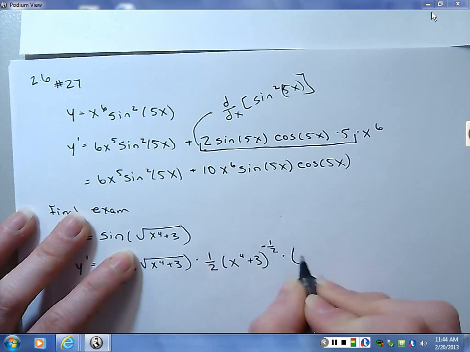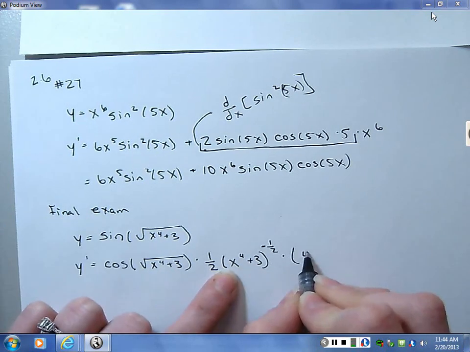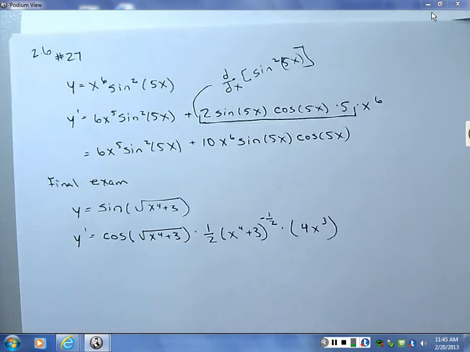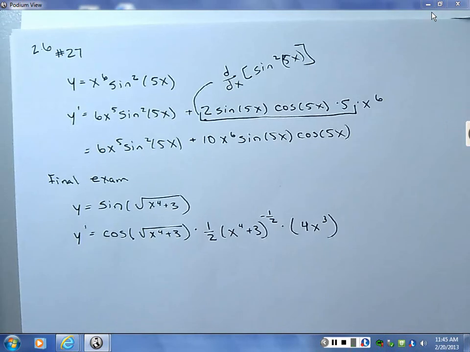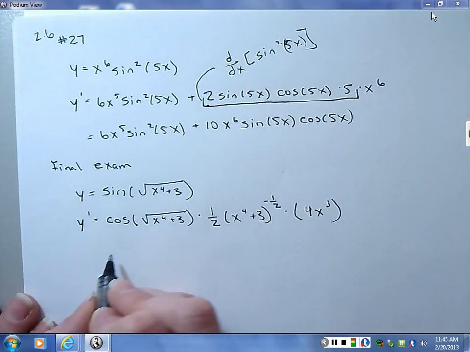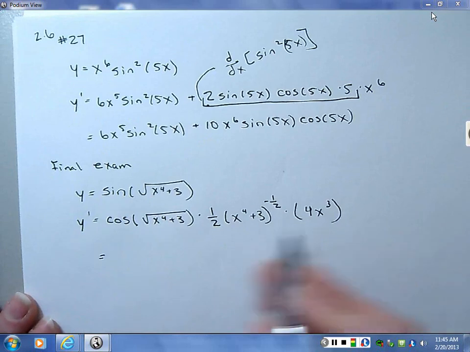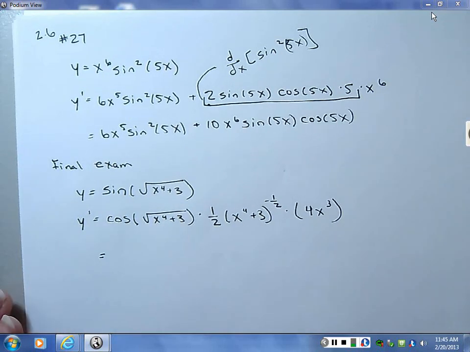And then what's the derivative of that inside? 4x cubed, right? So now simplifying, I could potentially simplify it. Your book, the final exam says don't simplify, so this is perfectly fine. If you did simplify it, you weren't necessarily going to lose points.